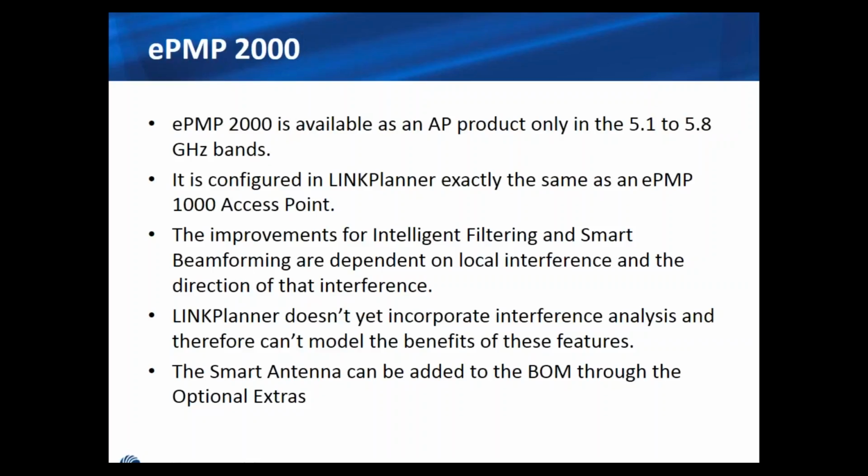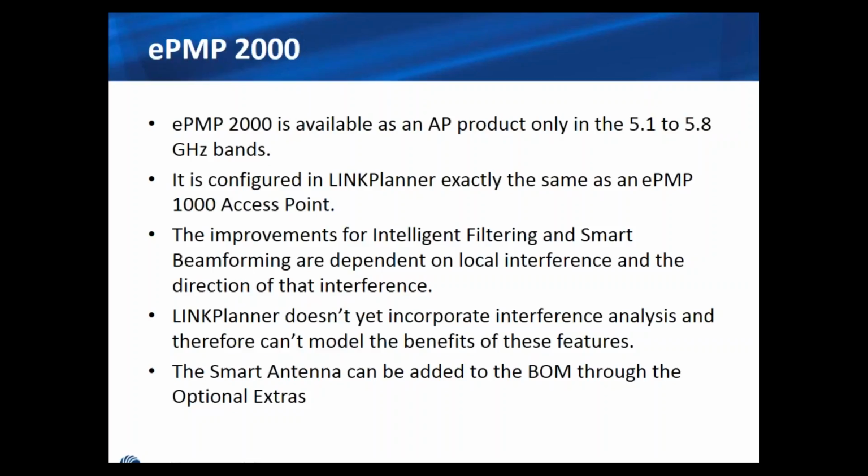ePMP 2000 supports the 5.1 GHz up to 5.8 GHz band. In LINKPlanner, it is selected and configured exactly the same as for an ePMP 1000, which we configured earlier, and supports all the same SM product options as the ePMP 1000. The key benefits of ePMP 2000 are in its ability to handle interference. Unfortunately, we don't yet have the functionality in LINKPlanner to run interference analysis, but we are working on it and it will be integrated soon.